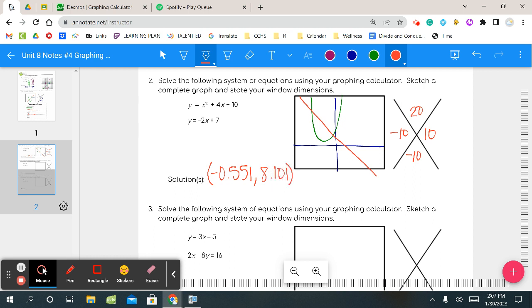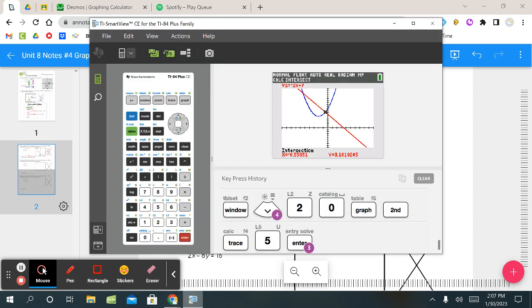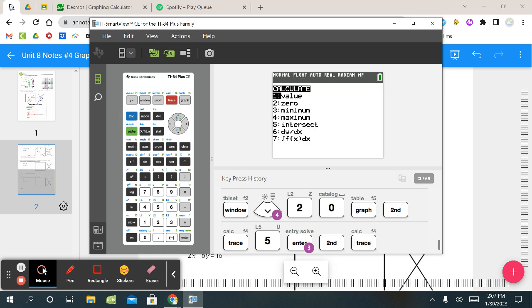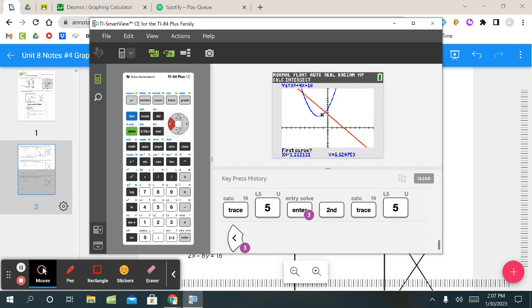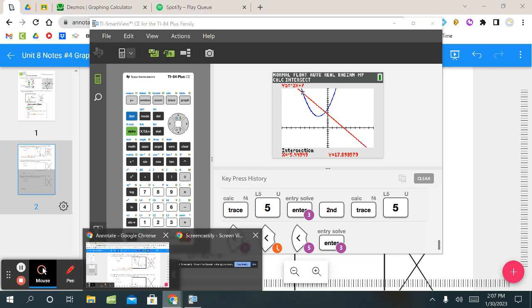And then we need to go find our second point. So I'm going to hit second, trace again, go down to intersect. Now, since it's our second intersection, we need to go closer to that second intersection point. Press enter until you get your intersection, and then we're going to write that down. So negative 5.449.